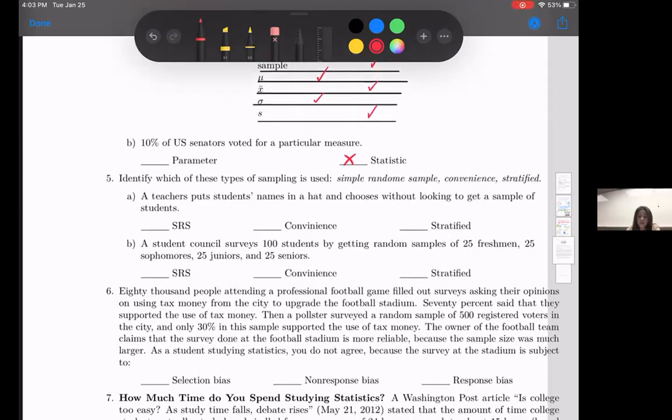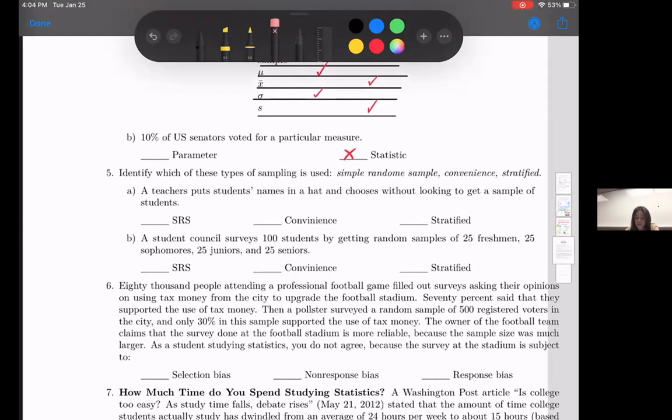How would you manipulate that one to make it a parameter? Just say all US senators voted for a particular measure. If I say all US senators voted for a particular measure, it'll be a parameter, yeah? All, right, all of them. We only have 100. Whenever you hit the word "all," that represents the population.